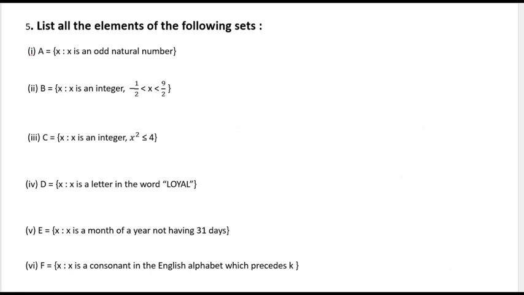Then we are moving to fifth question. List all the elements of the following sets. So A is equal to collection of all x, x is an odd natural number. So we have to list all the elements. So 1, 3, 5, 7. Since they have not given an ending point, for all the odd natural numbers you have to write etc.